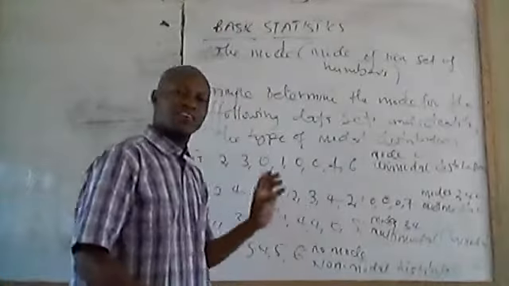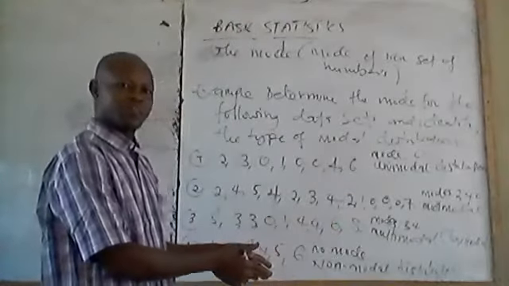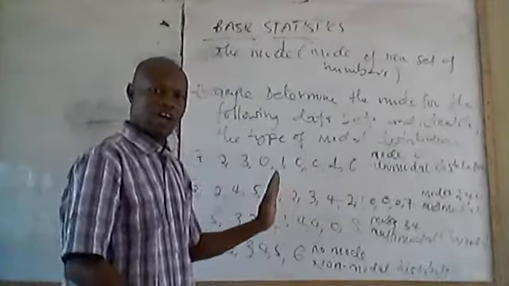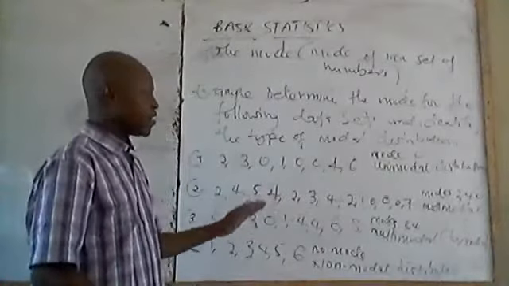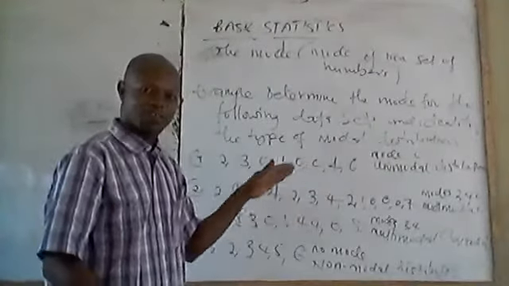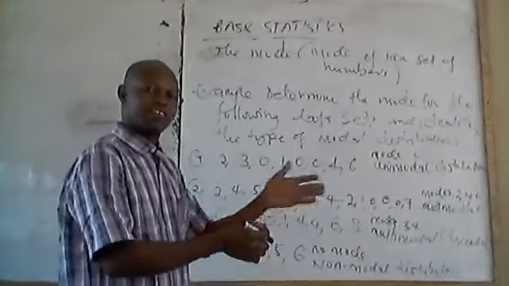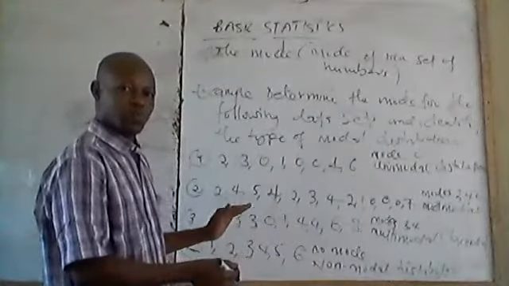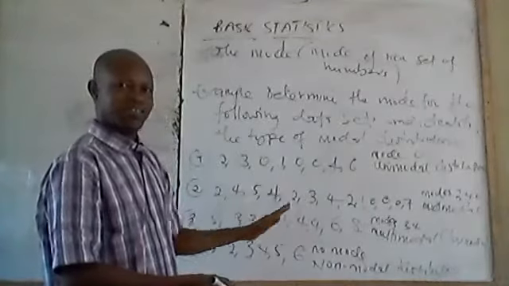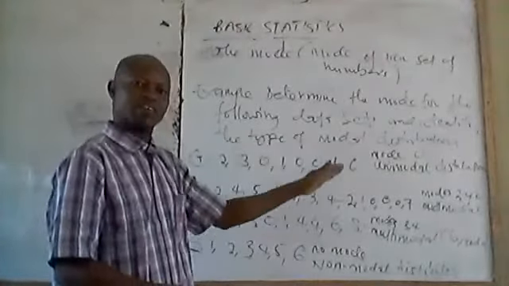So since 3 different numbers have occurred at the same frequency, we are going to have 2, 4, and 0 as our modes for this data set. And the type of modal distribution is going to be a multimodal distribution because more than one number has occurred at the same frequency. So we call this one the multimodal distribution. And the modes in this data set are 2, 4, and the number 0.